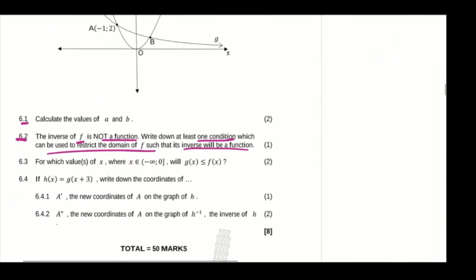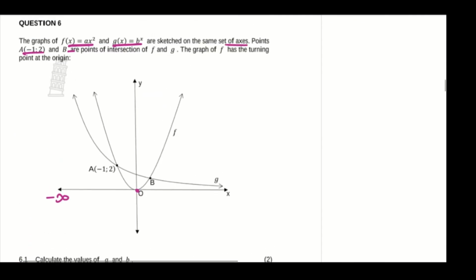So now going to 6.3, let me erase this first. 6.3, for which values of x, where x is an element of minus infinity to 0, so it's from 0 here to minus infinity, right? Will this happen? So when g of x is less than or equals to f of x. This is the graph of g of x. When they say it's less than, which means it's at the bottom of f of x. When does that happen? Here.